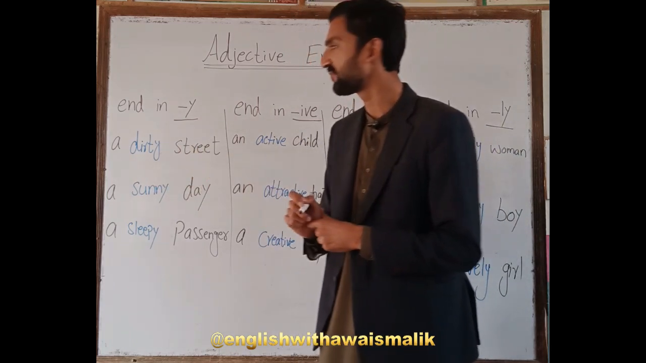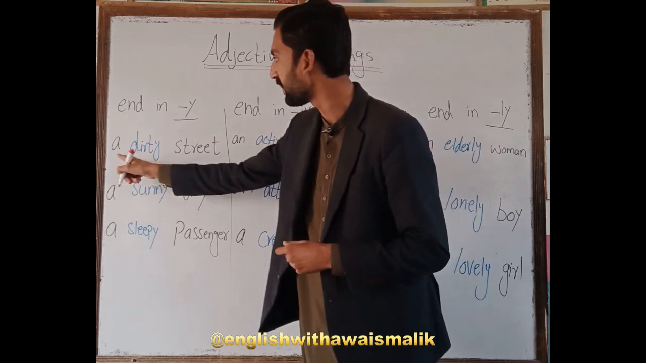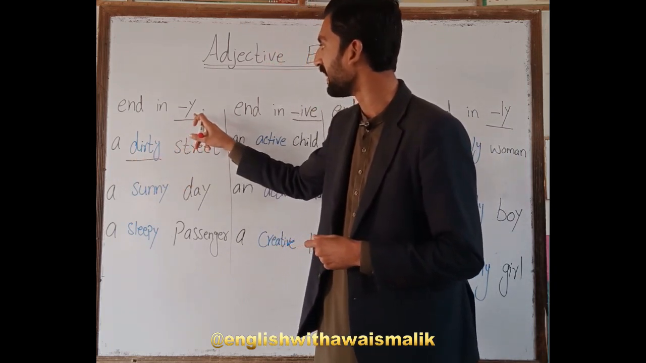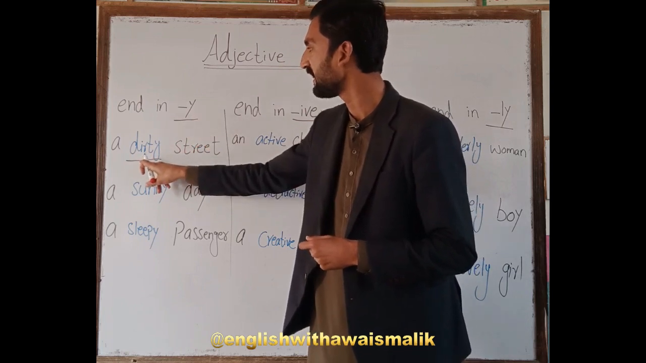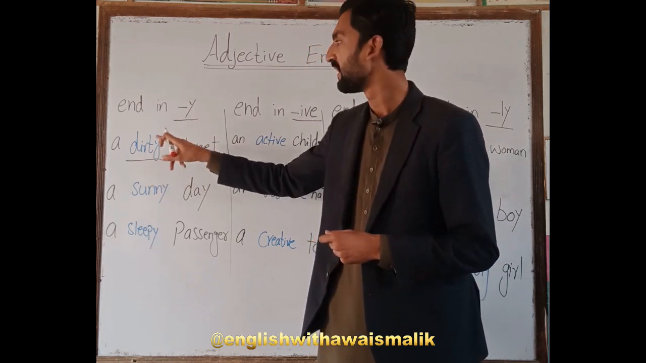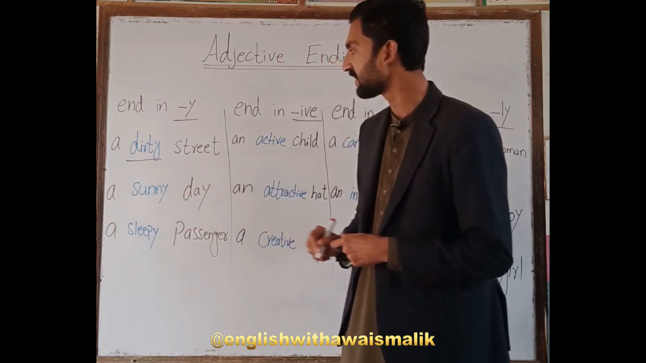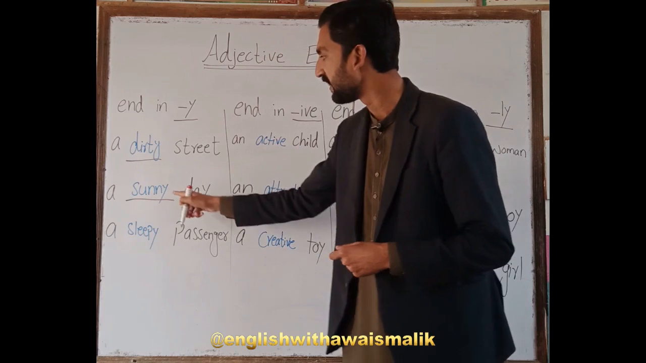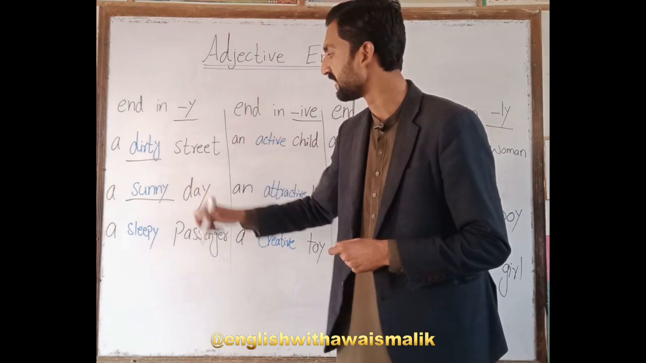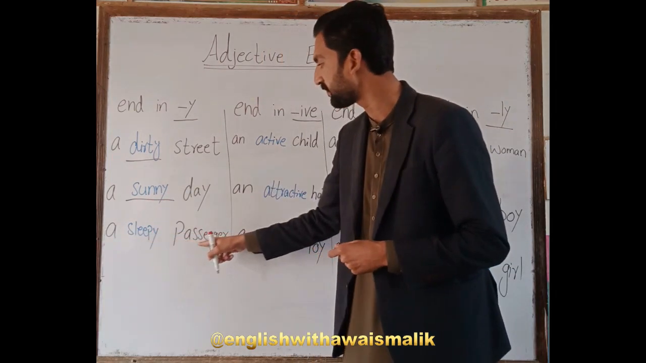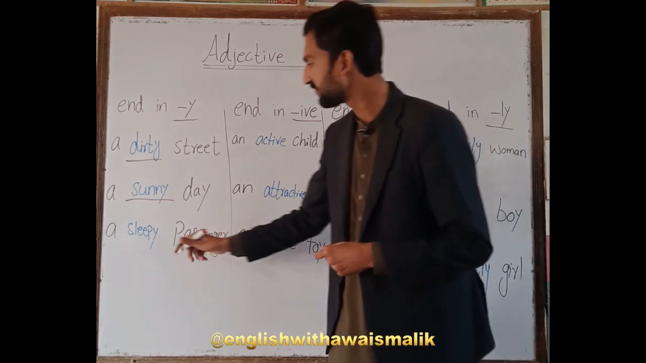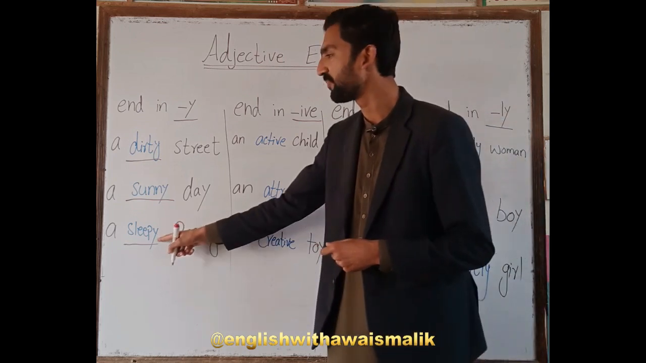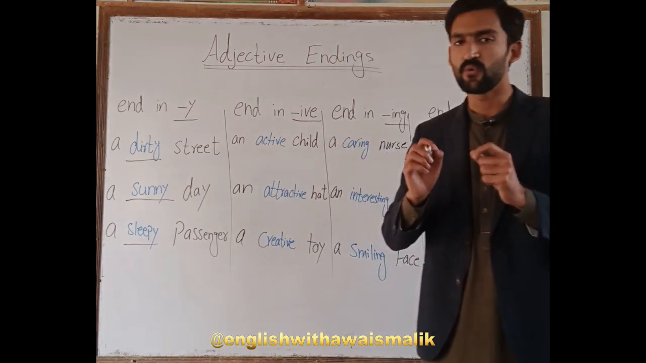As far as the first ending is concerned, here is the example a dirty street. The word dirty ends with the letter Y, so dirty is also considered to be an adjective. Further we have another example, a sunny day. Sunny is an adjective, and it also ends with the letter Y. Further we have a sleepy passenger. The word sleepy also ends with Y.